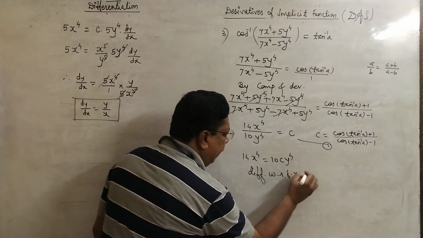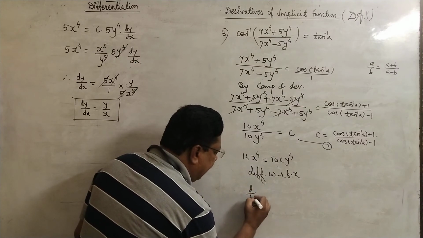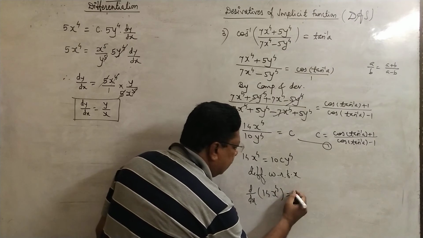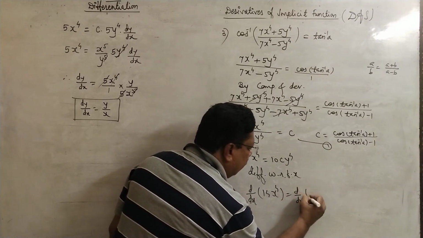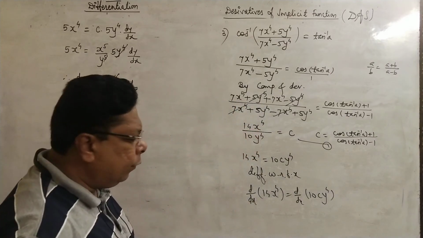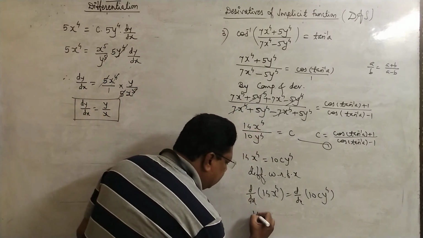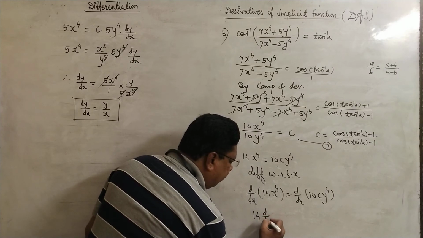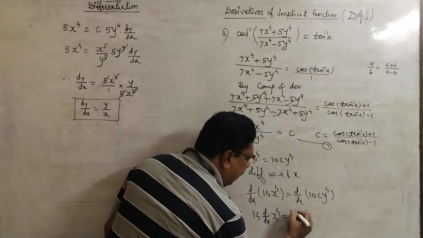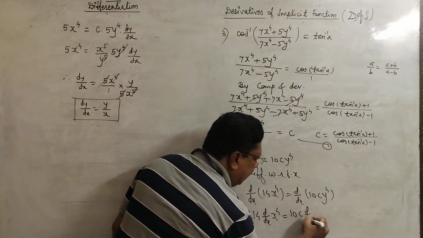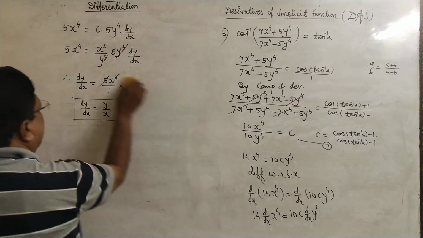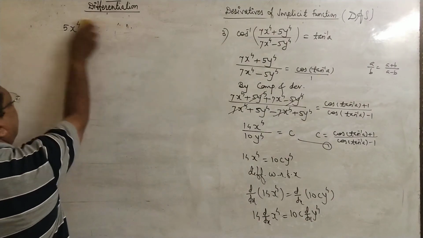Differentiate with respect to x. So it becomes d by dx of 14x raised to 4 is equal to d by dx of 10c y raised to 4. Okay, now we can take the constants outside. So this is 14 d by dx of x raised to 4 is equal to 10c d by dx of y raised to 4. And now differentiate x raised to 4 and y raised to 4.